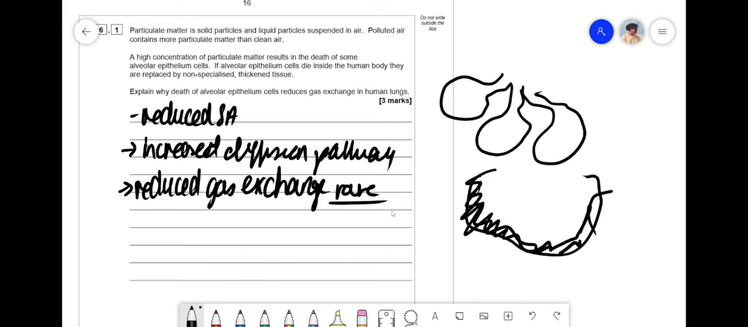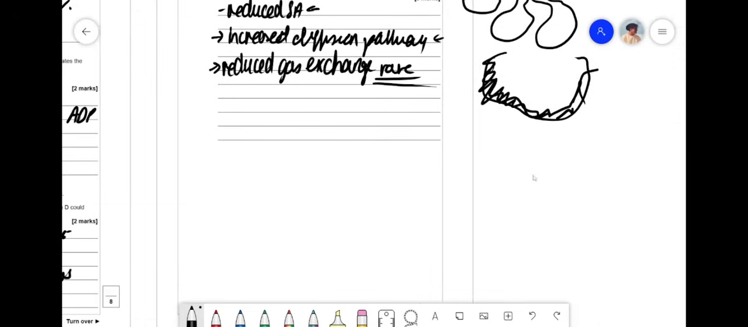We need to explain why there's reduced gas exchange. The reduced surface area and the increased diffusion pathway means that the rate is slower, meaning there's less gas exchange overall, as in the speed of it.